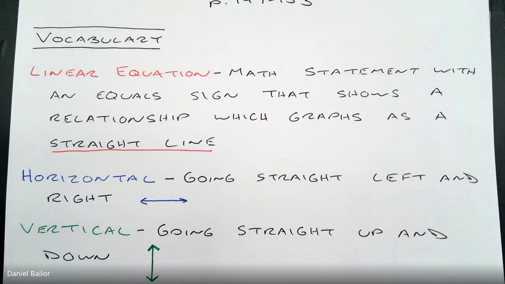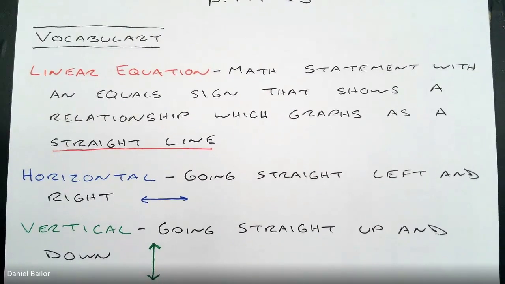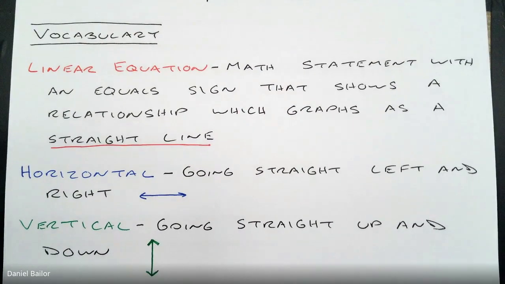Let's look at the vocabulary. We have 3 vocabulary terms today. First one is a linear equation, which is one we've seen before. A linear equation is a math statement with an equal sign that shows a relationship which graphs as a straight line. So linear equation, math statement with an equal sign. And like we learned in Lesson 13, a linear equation makes a straight line.